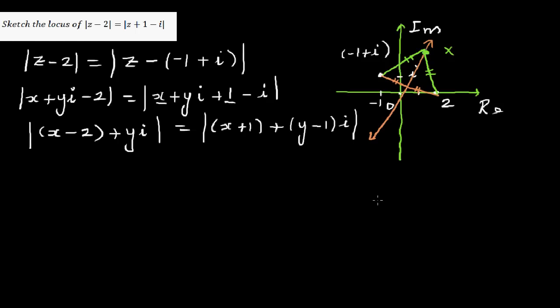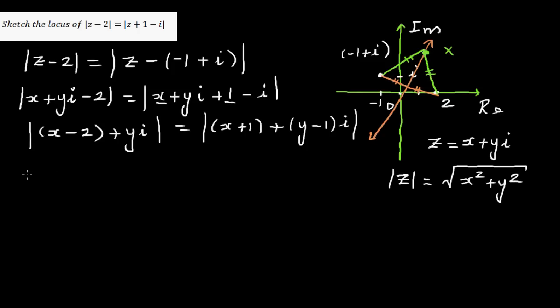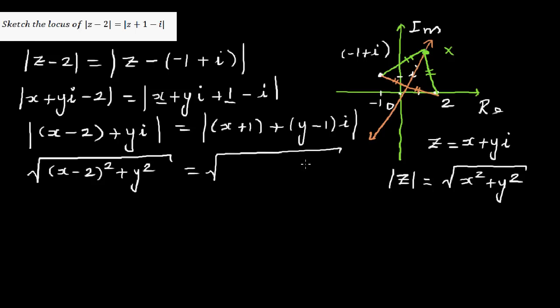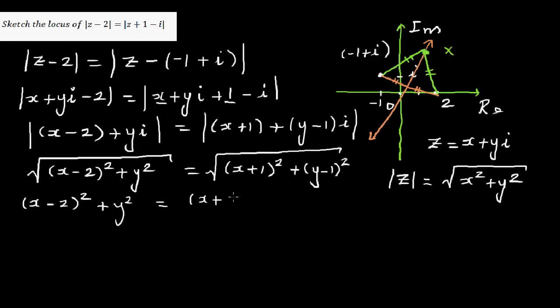Let me repeat. The modulus of z, if z is equal to x plus yi, is basically Pythagoras: the absolute value of z would be the square root of x squared plus y squared. Using this same principle, I can say the square root of x minus 2 the whole squared plus y squared is equal to the square root of x plus 1 the whole squared plus y minus 1 the whole squared. You can square both sides, so this becomes x minus 2 the whole squared plus y squared is equal to x plus 1 the whole squared plus y minus 1 the whole squared.